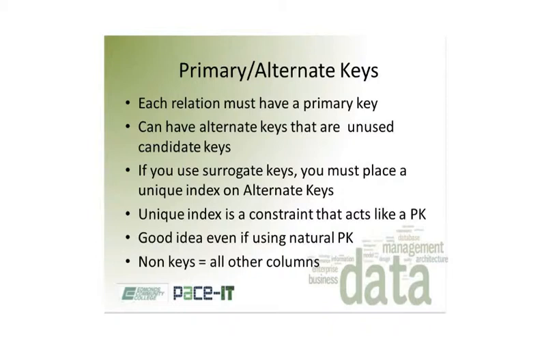So one thing you want to think about, if you're going to use surrogate keys, you still need to identify your candidates, because those are all going to be alternate keys, and you'll want to place unique indexes across those to block inadvertent duplication of the row. A unique index is called a constraint. Again, it acts like a primary key. So it's a good idea, even if you're using a natural primary key, to take all these alternate keys you find and place unique indexes across them to, again, prevent inadvertent duplication. So non-key columns would be all the other columns that are not involved in any kind of a key.